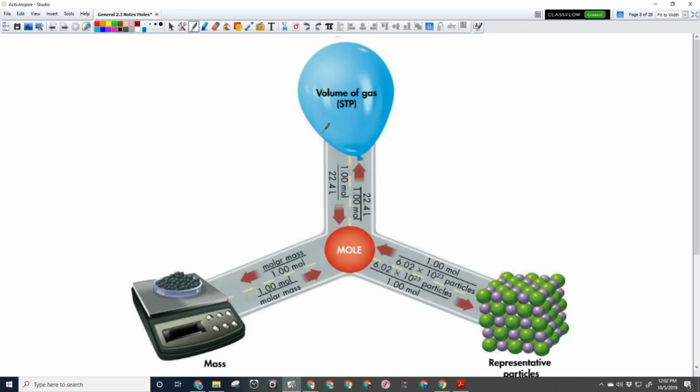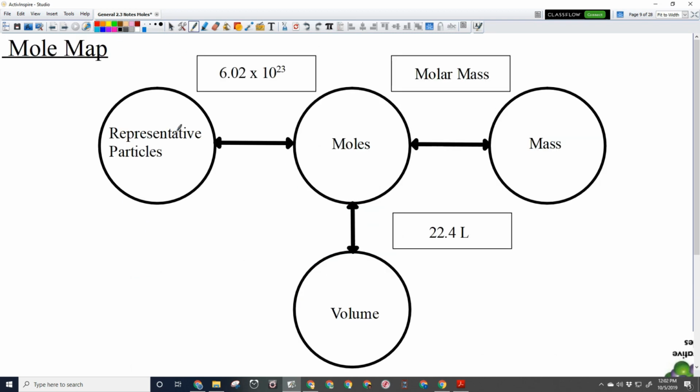All right. So you may have seen this picture in your book, and this is what's called the mole map. This is the diagram that helps us convert between particles, volume, and mass. The mole map that I like to use looks like this. So go ahead and write this down.